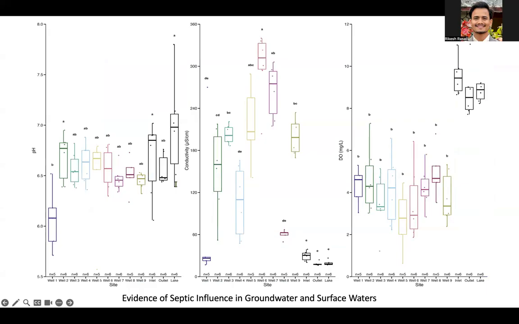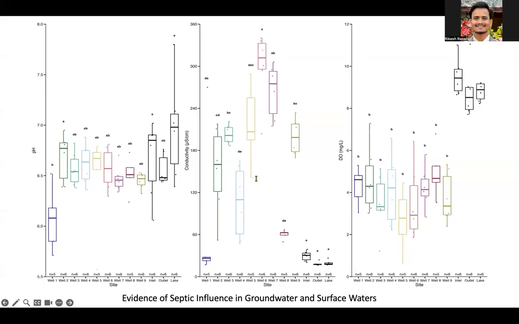The next question is, do we actually see evidence of this transport in the chemistry? To test that, we looked at groundwater chemistry across wells and the surface water. What really stands out is the conductivity. Several wells, particularly 6 and 7, which you can see in the box plot, showed elevated conductivity compared to others.